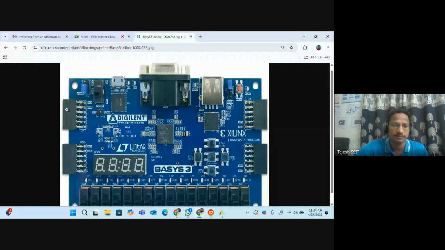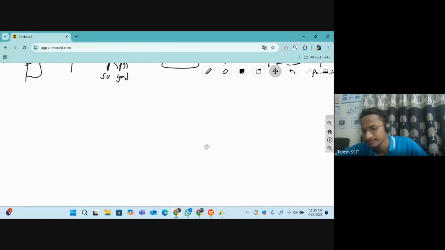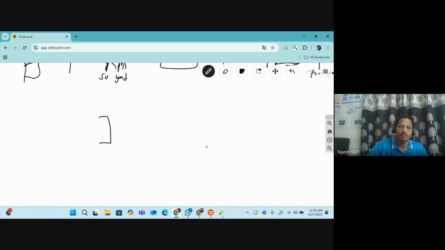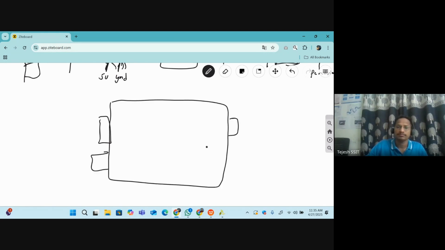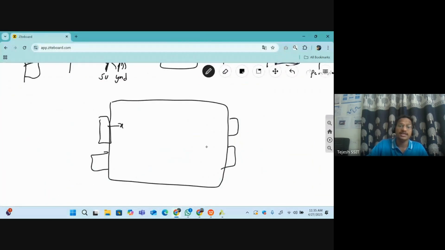Coming to the PMODs, see this one, the black color PMODs. My cursor is visible to you. These black ones we call PMODs. I can explain this. There are 4 PMODs in our FPGA board. This is for XDC.